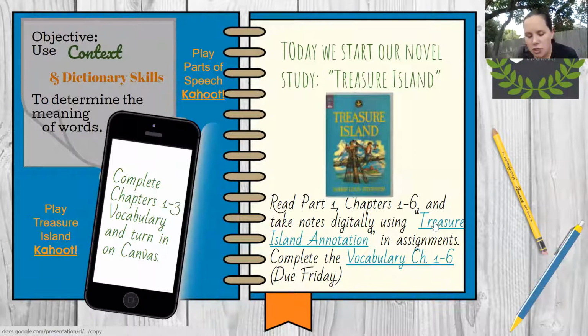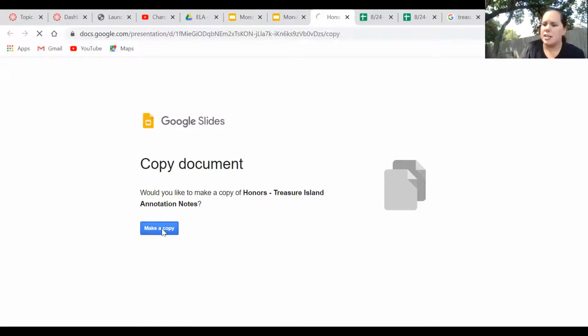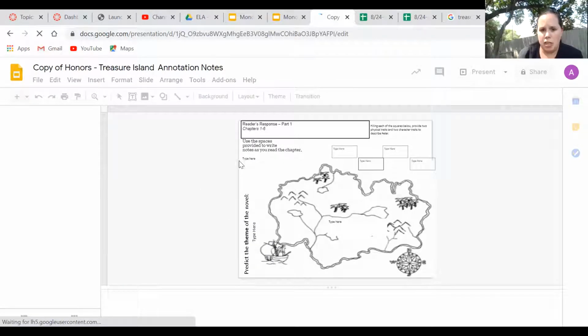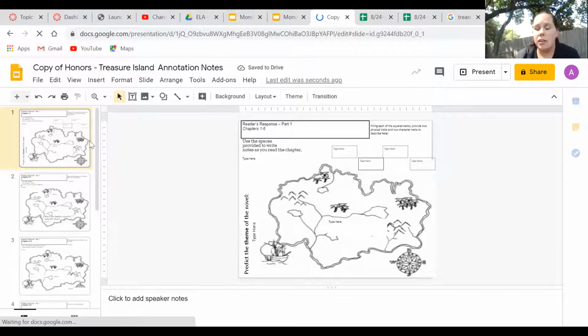I have a link included on the announcement page, as well as your assignment page. But I'm just going to go ahead and show you what it looks like. It's going to ask you to make a copy. And it looks like this, okay? This is for the entire novel study, so make sure you only do the first page for part 1. You're going to follow the instructions.